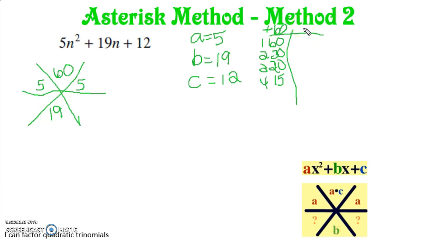We're going to find which one of these I can combine to get to a positive 19. Well, if I'm going to get a positive 19, I know that both of the factors are going to be positive. So I'm going to look down my factors. Which one of these will get me to a positive 19? Well, definitely 1 and 60 are never going to get there. So I'm looking through, and I see that a positive 4 and a positive 15 could get me to a positive 19. So my factors will be 4 and 15. So then all I have to do is plug them in.